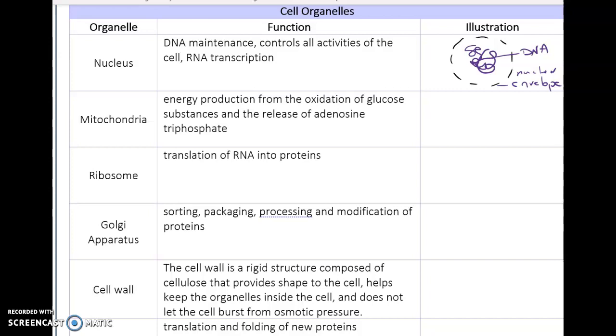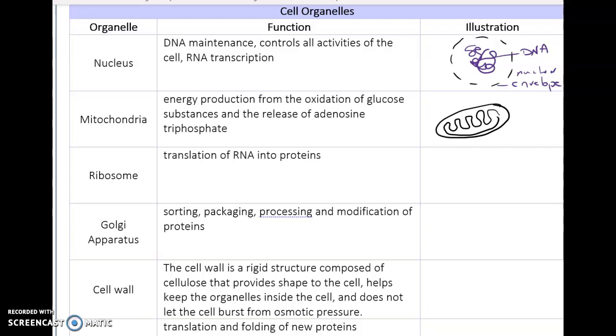Mitochondria: energy production from the oxidation of glucose. So, of course, it releases ATP. You can use the term ATP in your exams. You might draw that as sort of a jelly bean and show that it's got an internal folded membrane. We'll look at that in more detail later on.